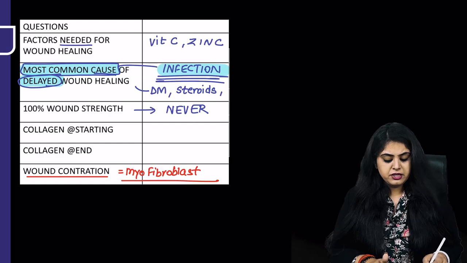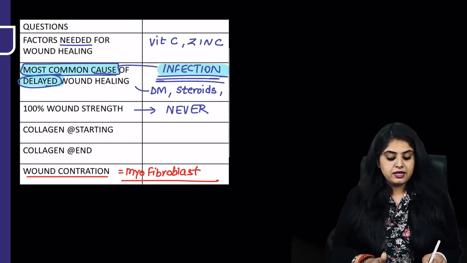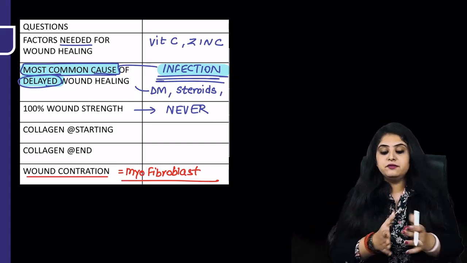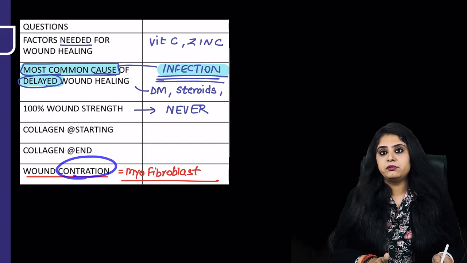That kind of tells me a logic. Don't write it, just understand. Myo means muscle, na? Contraction. It is a cell which can contract the wound. That is why I call it myofibroblast.